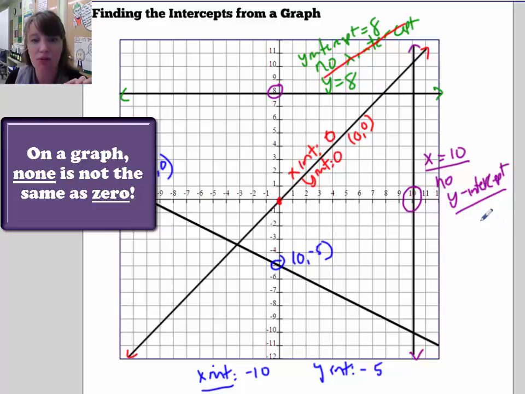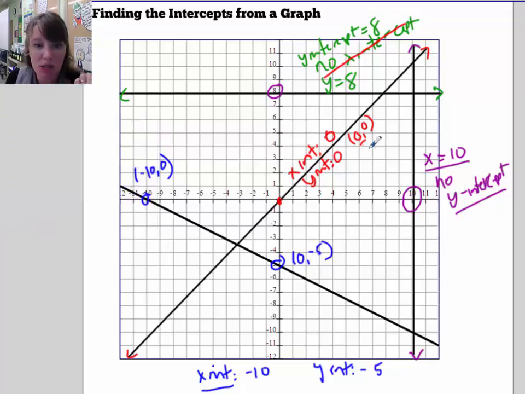So be very careful of those ideas, because we often associate the number 0 with the idea of none. But in this case, it's not the same thing. 0, 0 is a coordinate in our two-dimensional system, whereas there's literally no way that this horizontal line can cross the x-axis, nor can this vertical line cross the y-axis. Okay, so those are very different concepts when we're dealing with graphing.